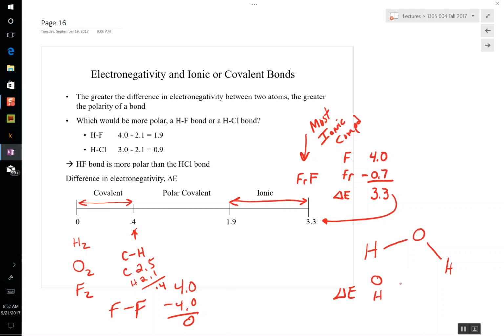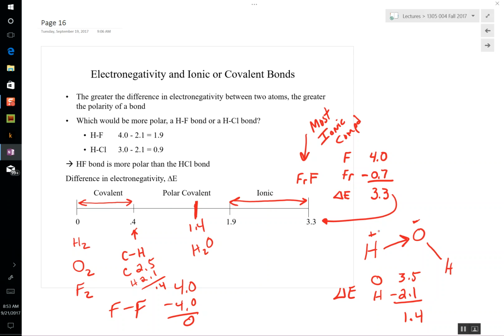Oxygen's electronegativity is what? 3.5. And hydrogen? And the difference? 1.4. Look at that. That puts it right about here. A hydrogen-oxygen bond has a 1.4 difference in electronegativity. It is sharing the electrons, but not equally. Very unequally. The electrons are drawn to the oxygen more than they are drawn to the hydrogen.